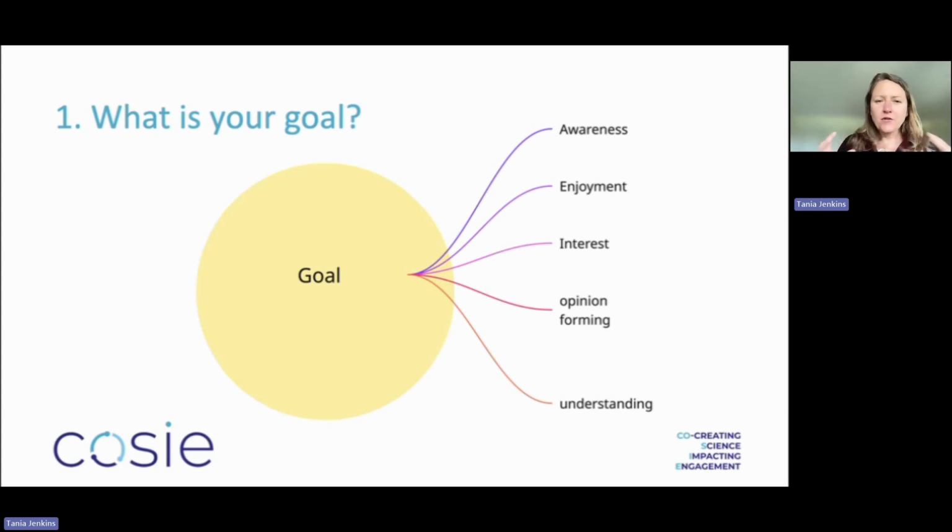So I think any form of communication, even a scientific article, should start from what is the goal of the communication. And here we can go back to the typology of Burns. Is the goal just to create awareness? Is it enjoyment? Is it interest? Do you want to change someone's mind? Do you want to increase understanding? Because then you know what level the engagement will be and how much information you should include and how to then choose the key points of your message.